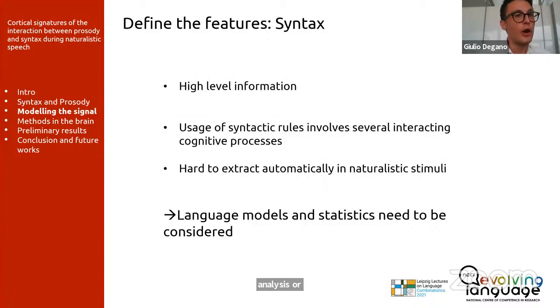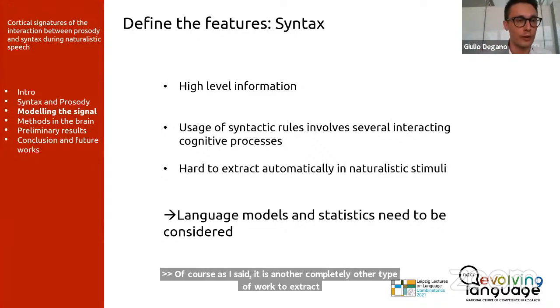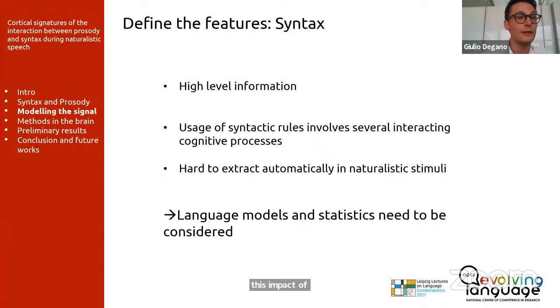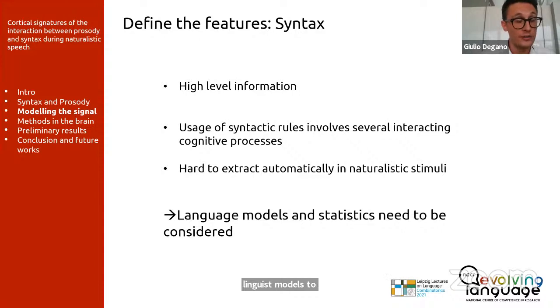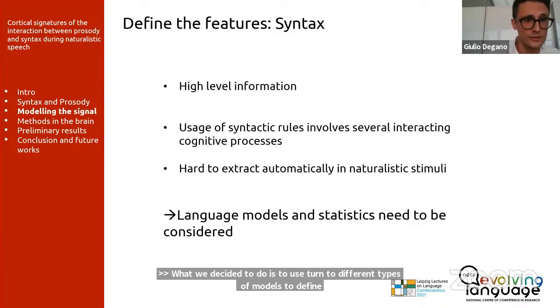Of course, as I said, it is a completely different type of work to extract the syntactic information from our corpora. Indeed, syntax lies on a completely different level in the linguistic hierarchy. And it's also very hard to model it automatically from naturalistic stimuli. Moreover, and most importantly, there are different linguistic models to define syntax, and the usage of syntactic rules involves several interactive cognitive processes. What we decided to do is to use 2 different types of models to define syntactic information. One more linguistically based, and the other one more statistically based. And I will start by first explaining what we did with the latter.